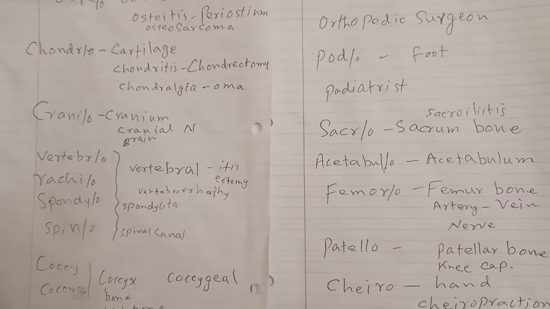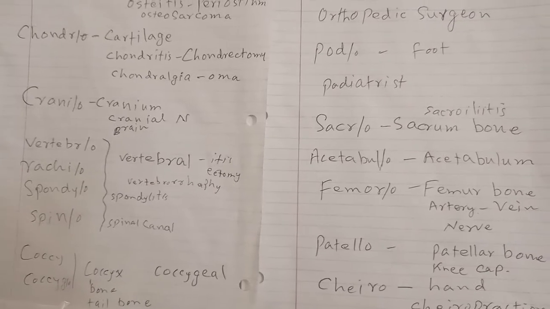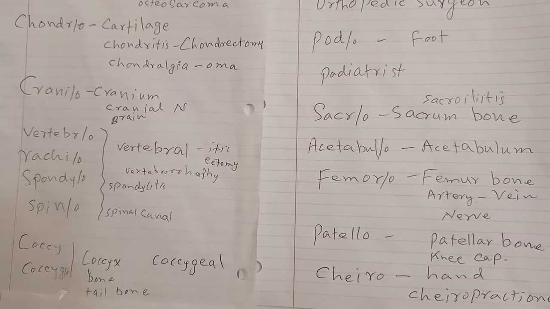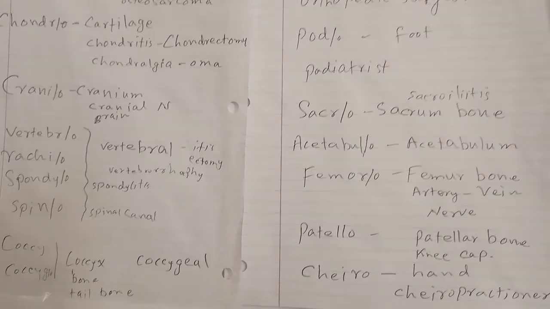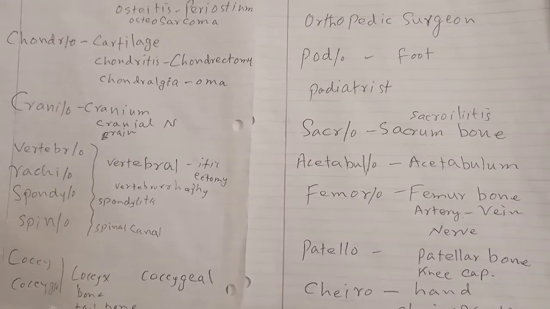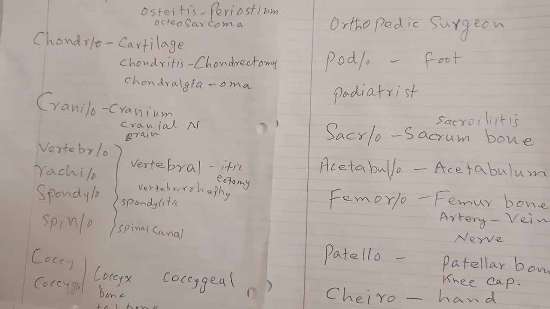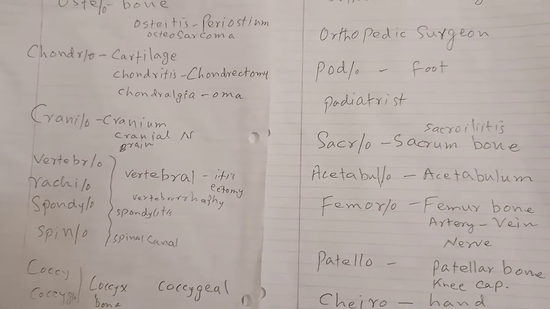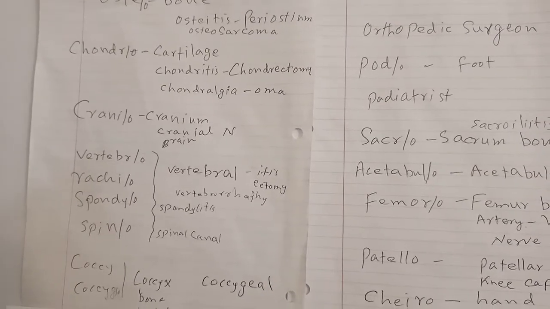Then the word is crani. Crani is the word root for cranium. Cranium is a box of bones that contains the brain. So the brain lies inside the cranium. And 12 pairs of nerves come out of the cranium, 12 on the right side, 12 on the left side. They are known as cranial nerves. Cranio is the word root for cranium.